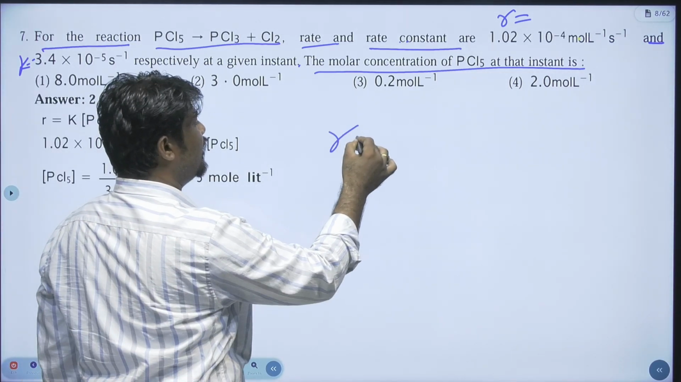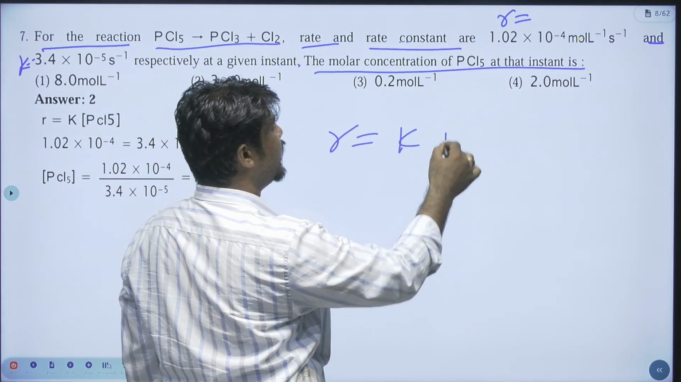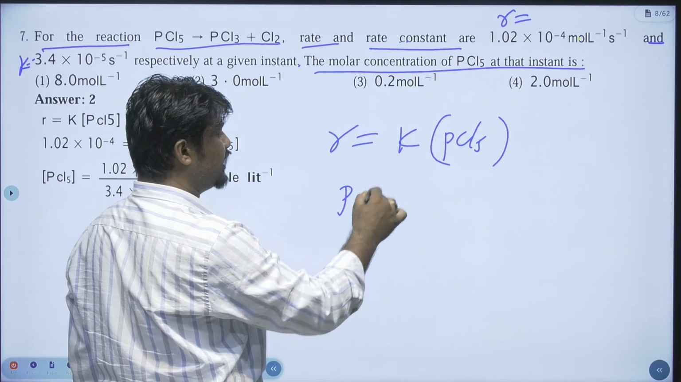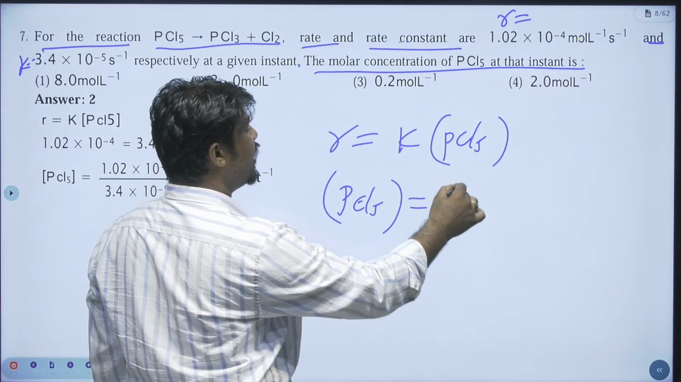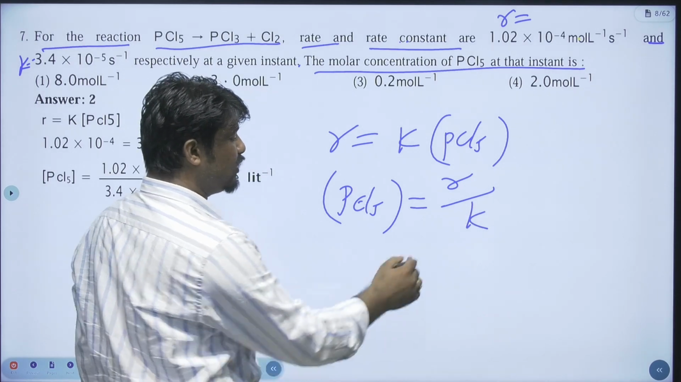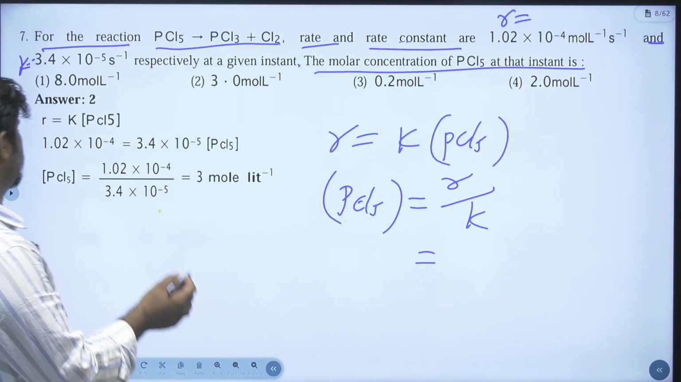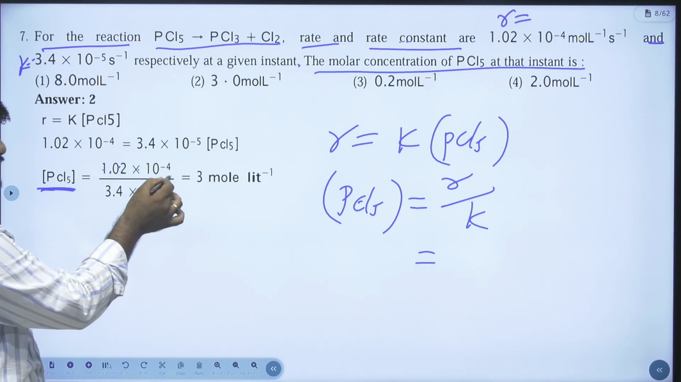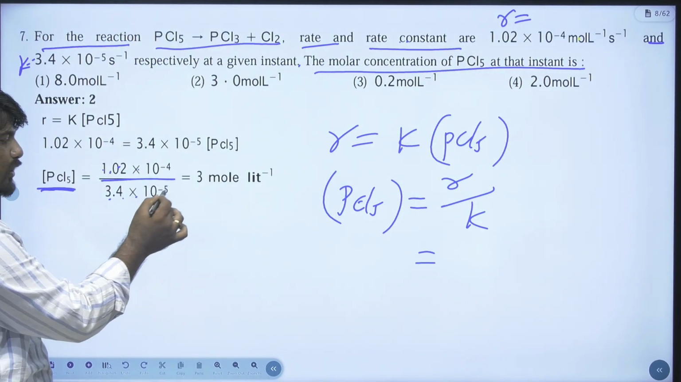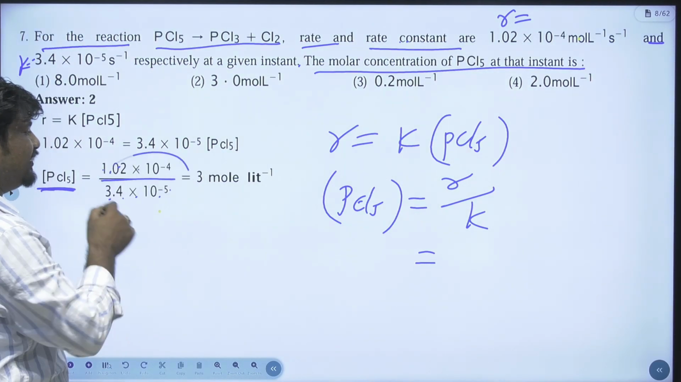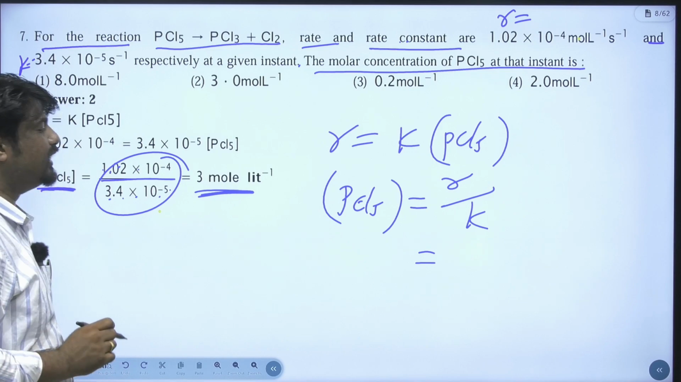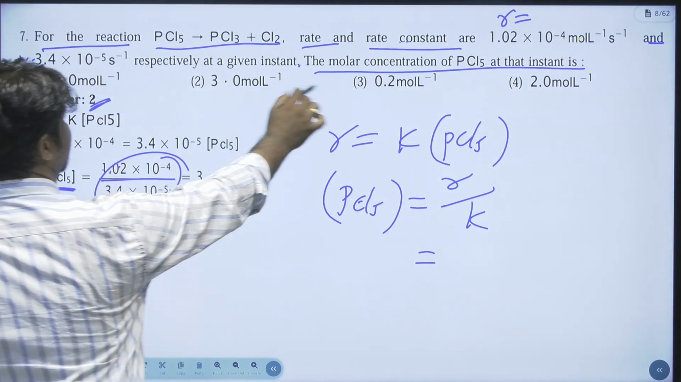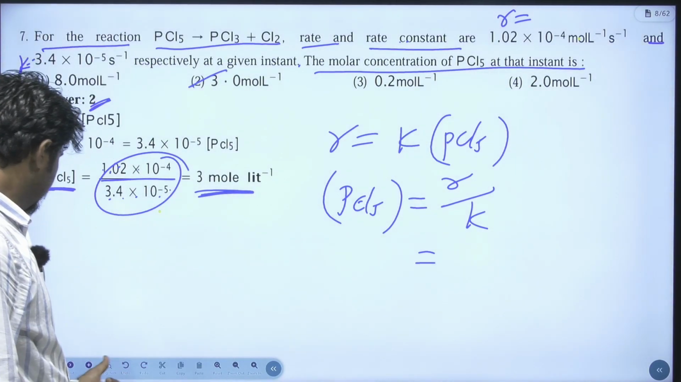We know the formula that rate of reaction is equal to rate constant into the concentration of the reactant. Then the molar concentration of the reactant is equal to the rate of reaction divided by the rate constant. So substituting the values, the concentration of PCl5 is equal to 1.02 into 10 to the power of minus 4 divided by 3.4 into 10 to the power of minus 5. On simplifying, we get the value 3 moles per liter. So option 2 is the right answer. Go to the next question.